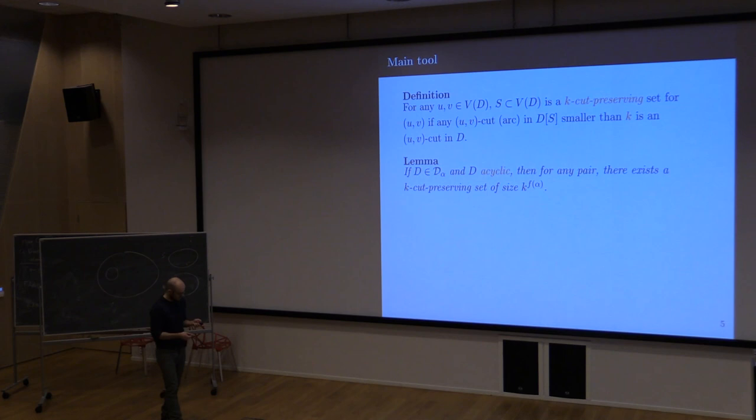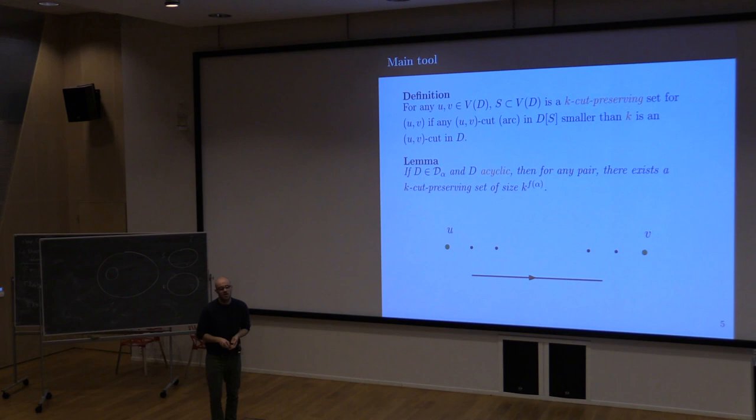All right. So before showing you how we get the kernels from this lemma, let me talk about this definition in the case of tournaments. Suppose now you have a transitive tournament, and then you have two vertices, U and V, and you want to find a k-cut preserving set for these two vertices.